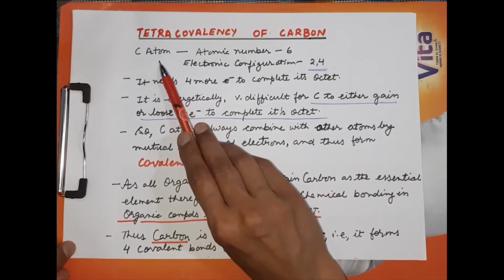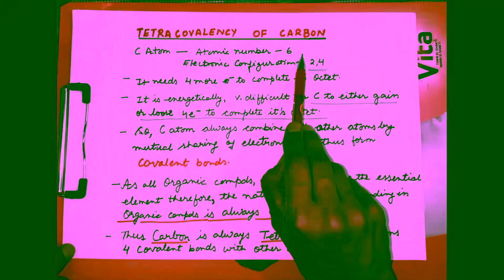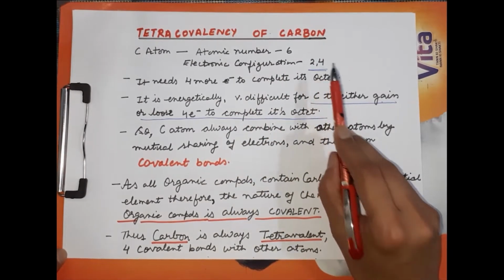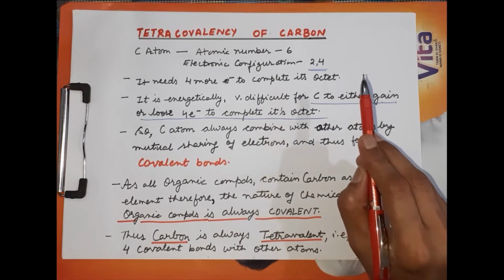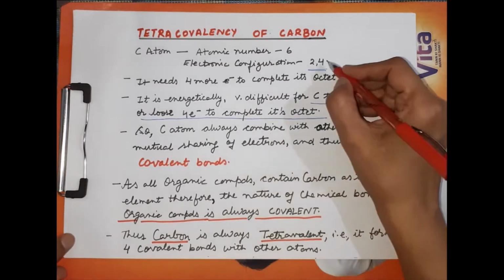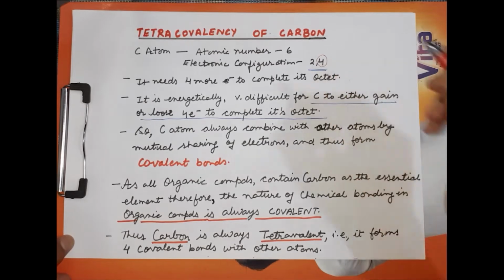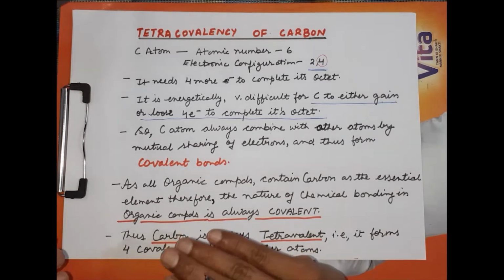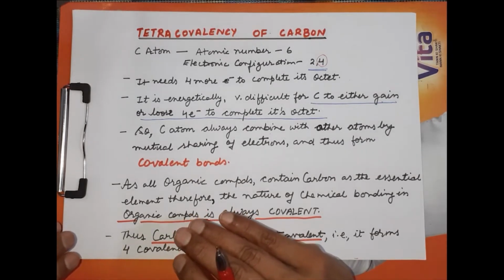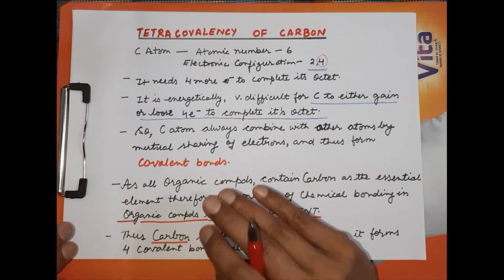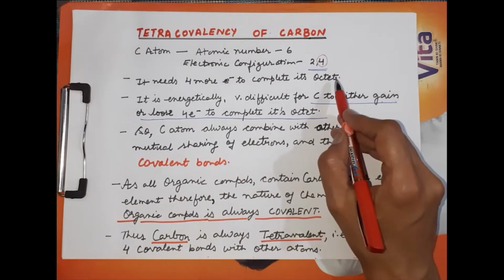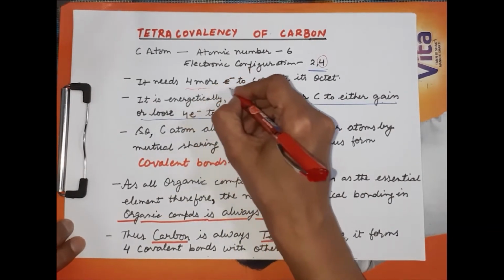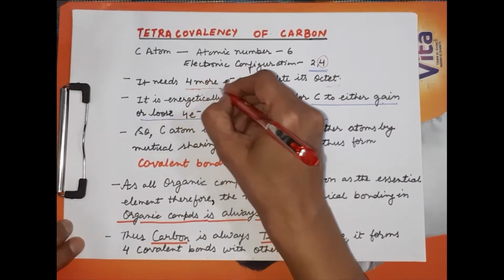So carbon atom, we know atomic number is 6. So the electronic configuration is 2, 4. So in the outermost shell of carbon atom, it is having 4 electrons. And we know very well, in order to stabilize itself, any atom needs to complete its octet. So in this case, if carbon gets 4 more electrons, then its octet will be complete.